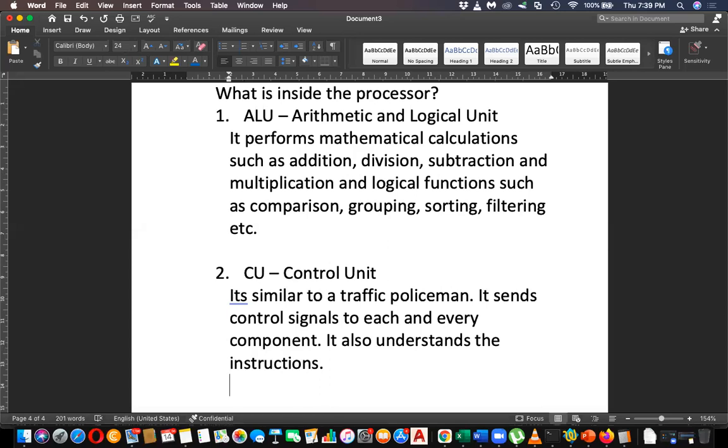CU tells the other components: please access input, please save this, please take it to memory, and now please calculate. Likewise, it's telling other components to do things. Now send it to output, send it to the monitor, send it to the printer, and read from the pen drive. He is advising other components, but not doing anything. It's like a traffic policeman, right? Okay, one of you has asked a question.